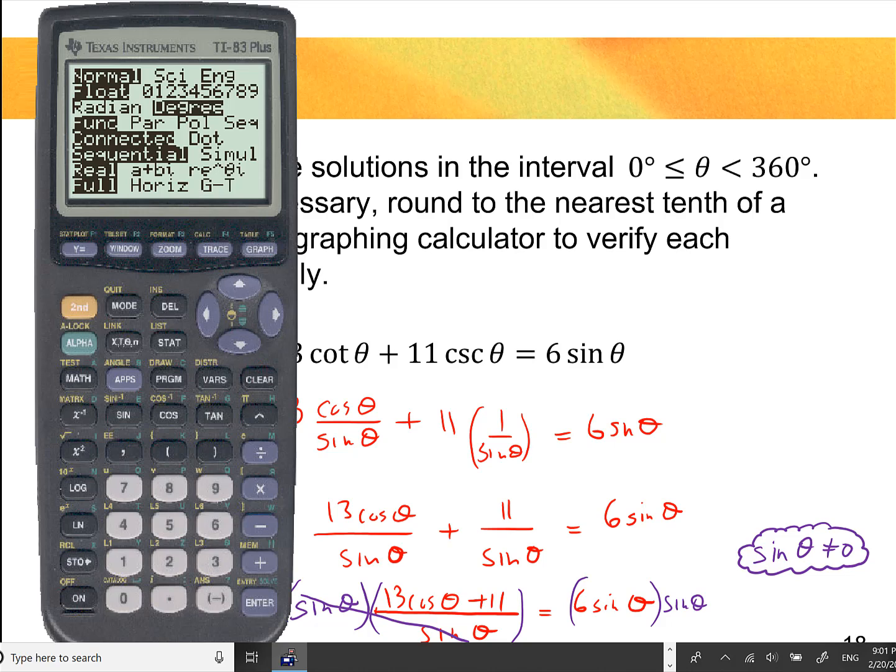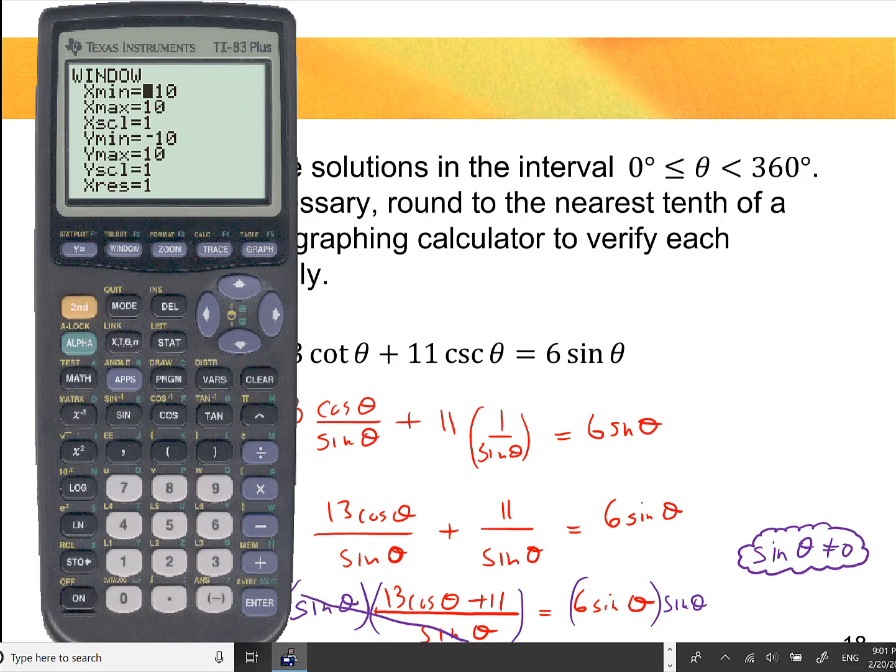What's the other side? Let's go to window, and let's make these so that we see what we got here. It's a trig function, so I don't need to go very high or very low. I do have this 13 on the other side though. So x minimum is going to be 0. X maximum is going to be 360. And I want to go by 45s, so my tick marks are going to be 45s. My y minimum is going to be negative 10. Let's just see what happens with that.